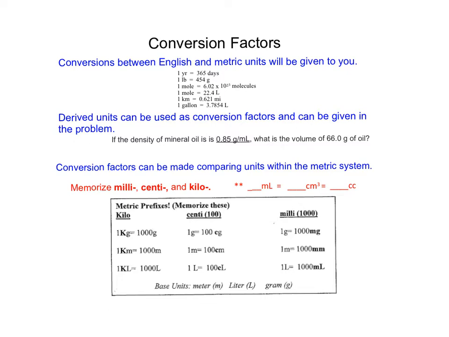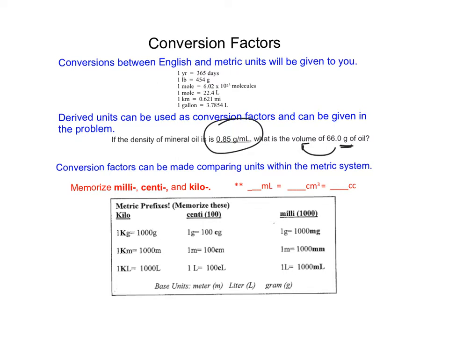Other conversion factors that we could give you is maybe we give it to you in a problem. So let's say we have the density of mineral oil is 0.85 grams per milliliter. What is the volume of 66.0 grams of oil? You're going to have to convert from grams, the unit that I start with, into milliliters, the unit of volume, and you're going to have to use that guy right there.